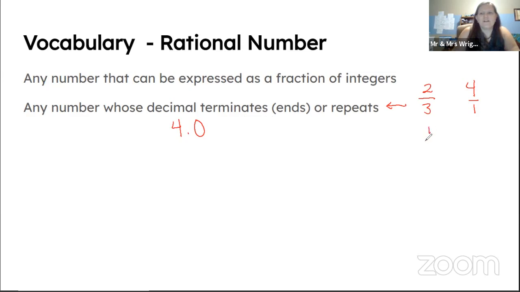Well, if you have a fraction 1/2, what's that decimal? Well, that's 0.5. Does it continue? No. So that terminates. It ends. So that's a rational number as well.